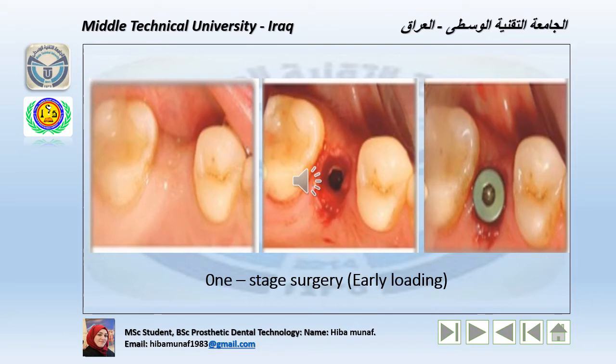Now this slide shows the image of the one-stage surgery, also called early loading or non-submerged approach, because the coronal part of the implant is positioned above the crest of the alveolar bone and passes through the peri-implant soft tissue and is left uncovered and exposed to the oral environment during the healing process. In this technique, a restoration can be attached immediately to the implant or it may be attached later.